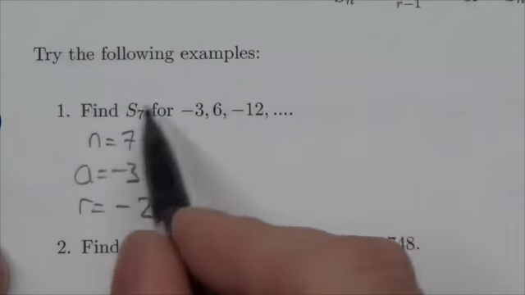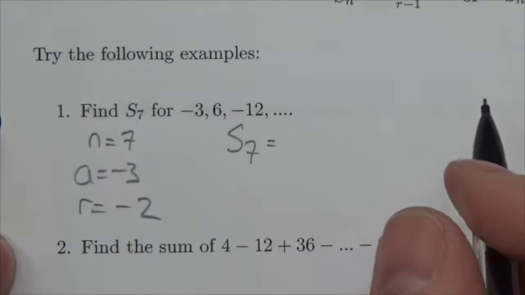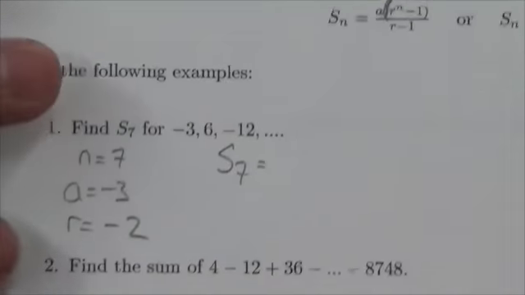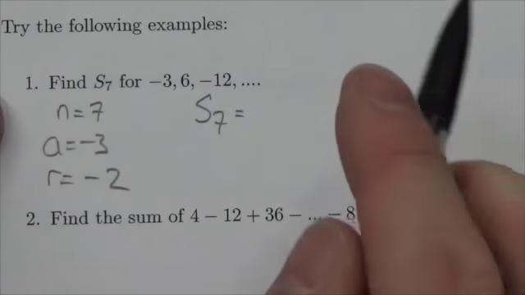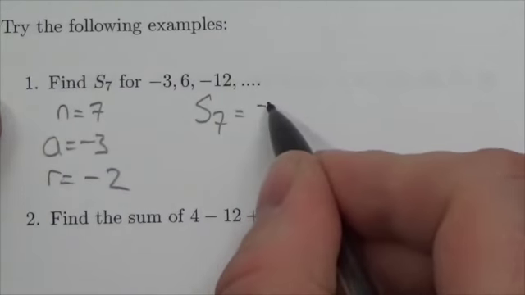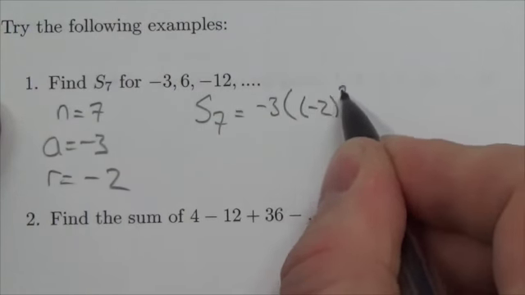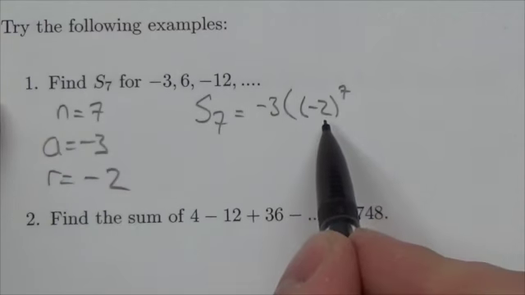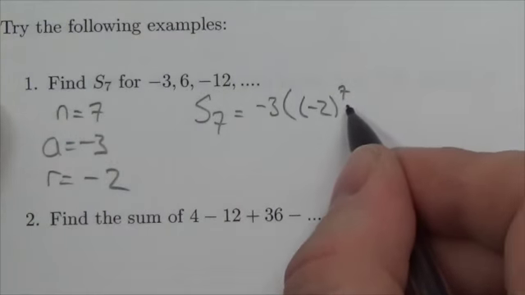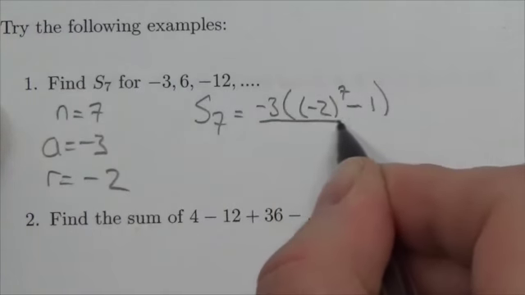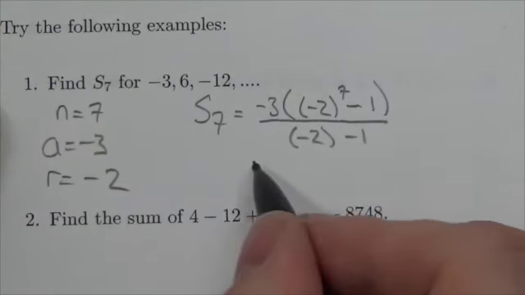So now to find the 7th sum, we just have to plug these things into our equation. I'm going to use the first one that we had up here, a(r to the n minus 1) over r minus 1. It's pretty simple to set this one up. It'll just be -3, there's my a, times (-2) to the 7, and you want to make sure that you put brackets around that so that you include the negative, because that's important. Minus 1, all over -2 minus 1.